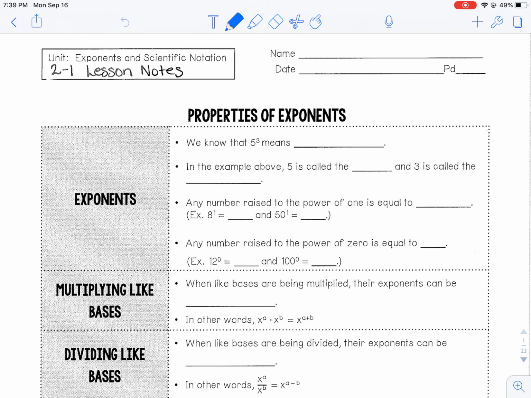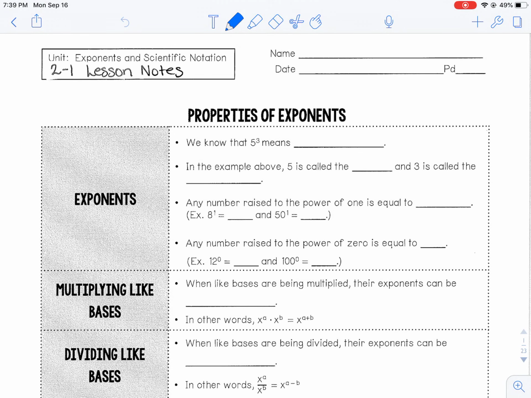So let's put these rules in action. Keep referring back to them. So on number 1, I have 8 to the 7th power times 8 to the 3rd power. So what we learned up top is when we're multiplying like bases, we will add the exponents. So 8 to the 7 plus 3rd power. That's going to give us 8 to the 10th power.